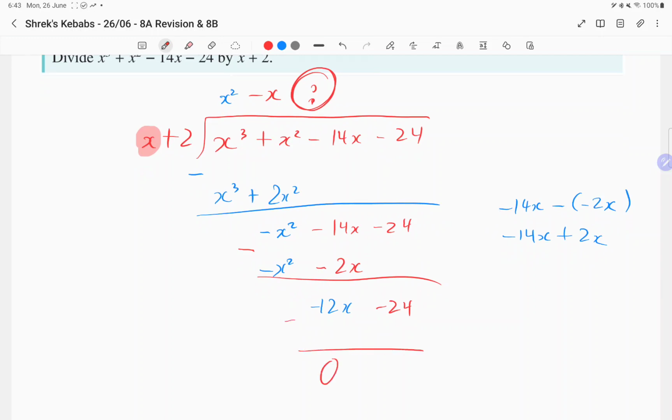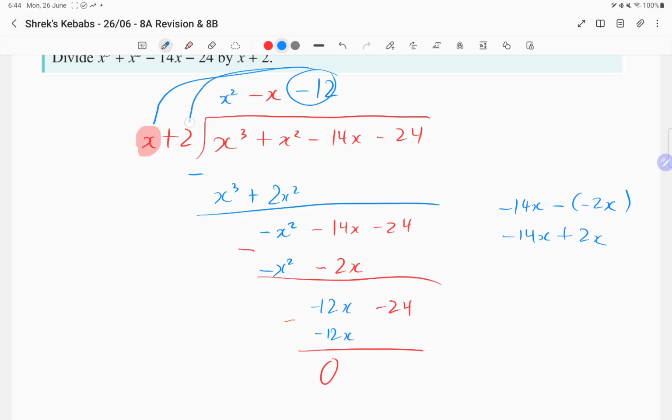Negative 12. Yes, it is negative 12. Very good, Amani. Do you see that, Ashpreet? Because negative 12, when you times this, you would get negative 12x, which is the same. And when you subtract it, you get 0. Okay? So Daniel, what is this one here?